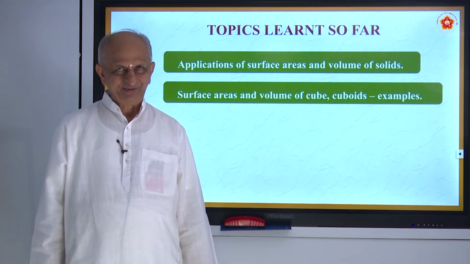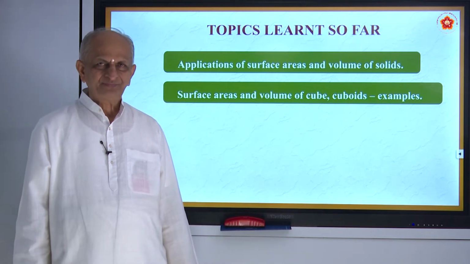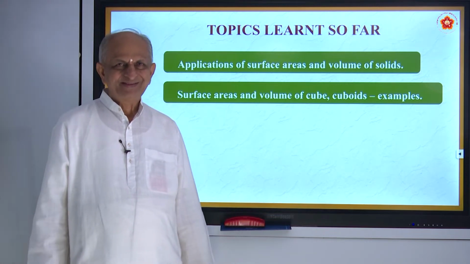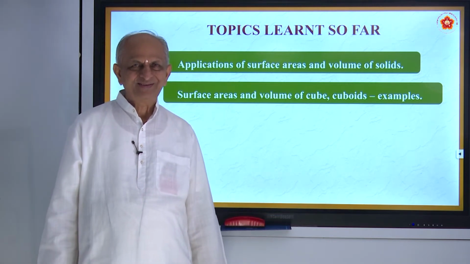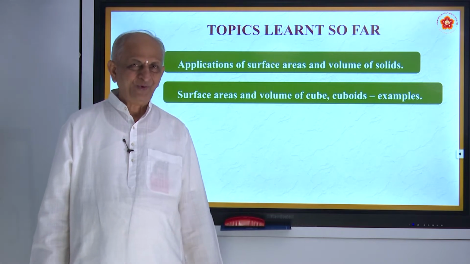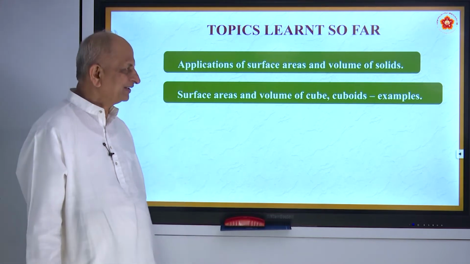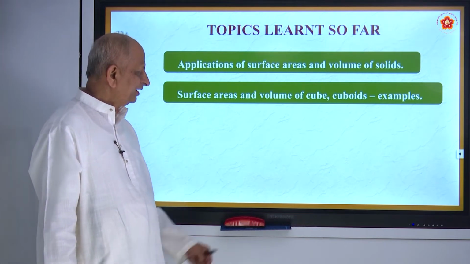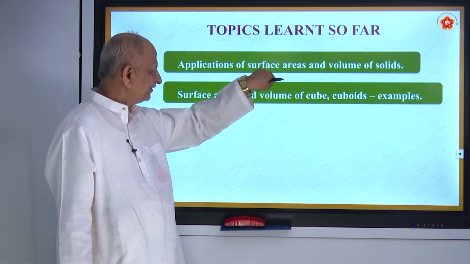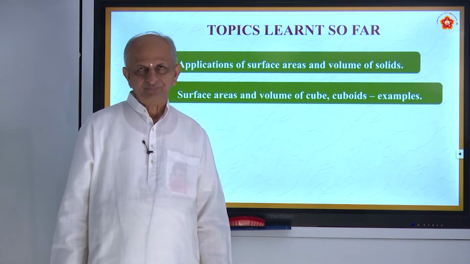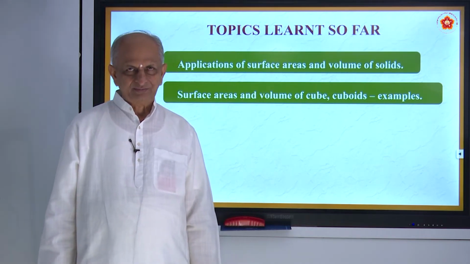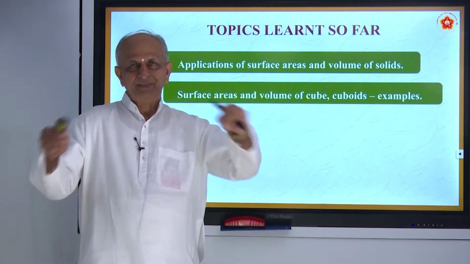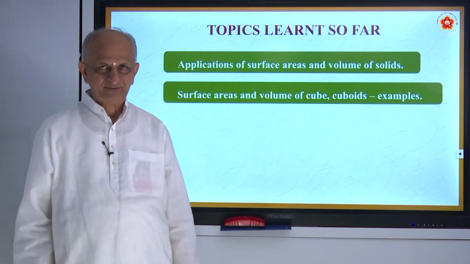The water tank is a very good example. And then you have boxes, your trunks, classrooms, is it not? So many things are there. Cartoon boxes, etc. And naturally, they will have surface area. Is it not? And also volume. Volume means nothing but the space occupied by it.